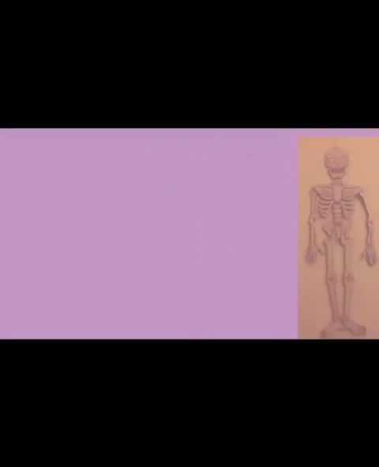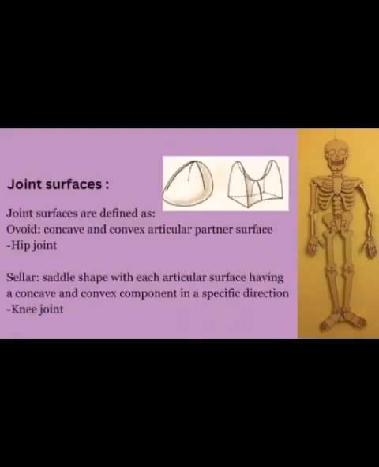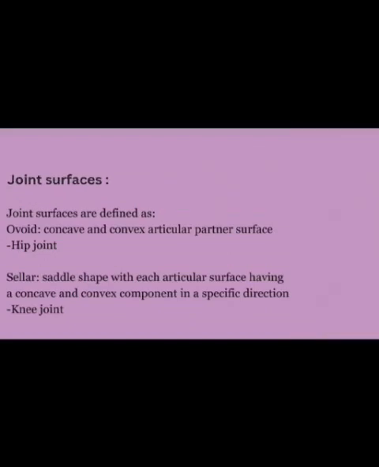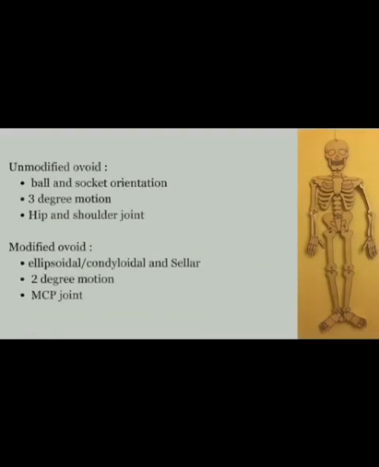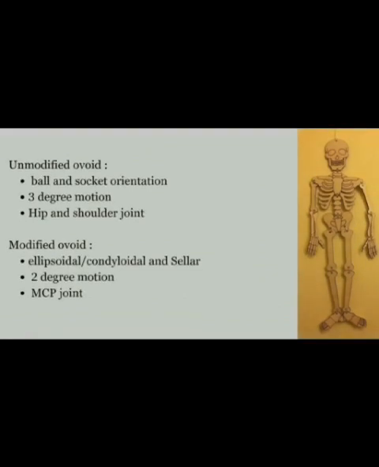Now coming to joint surfaces. Joint surfaces are defined as ovoid. Ovoid has concave and convex articular partner surfaces, for example the hip joint. Sellar is a saddle shape with each articular surface having a concave and convex component in a specific direction. The knee joint is a sellar joint. There are 2 other types of ovoid joint. Unmodified ovoid is ball and socket orientation, with 3-degree motion. Saddle joints are also known as sellar joints.